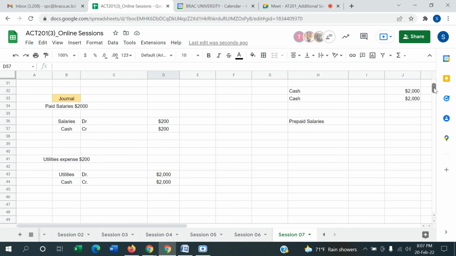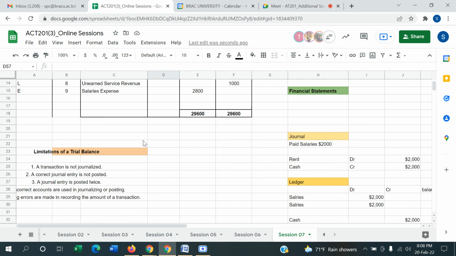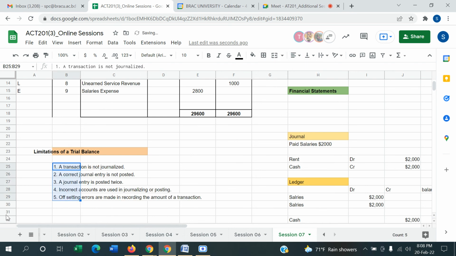Even though there is arithmetical accuracy, we know that there are some limitations, and because of those limitations, trial balance cannot find out those mistakes. That's why it's considered a limitation. Maybe a journal is not being recorded, a correct journal entry was not posted or recorded, a journal entry has been recorded or posted twice, an incorrect account or incorrect amount has been recorded in the journal or in the ledger, or if any mistake is offset by another mistake, that means offsetting error. So if such mistakes have been made, these types of mistakes are not identifiable from the trial balance. That's why it's a limitation of trial balance.